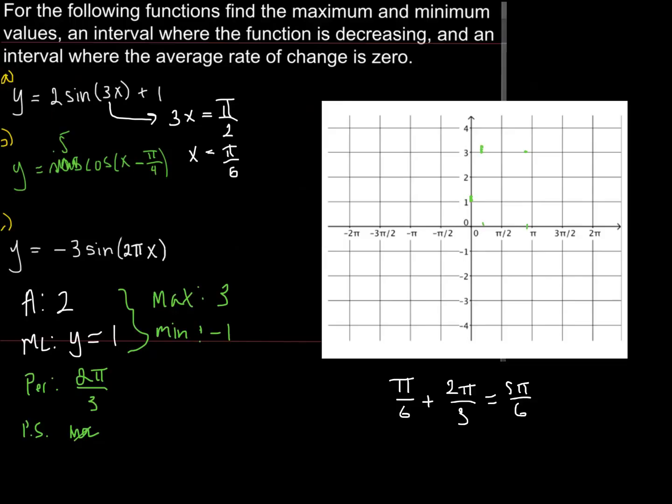Now I know that in between those 2 points, between pi over 6 and 5 pi over 6, I'm going to hit a minimum. Well, what's in between these two values? If you think about it, this is pi over 6, this is 5 pi over 6. So there's pi over 6, 2 pi over 6, 3 pi over 6, 4 pi over 6, 5 pi over 6. Halfway in between is going to be 3 pi over 6, which is exactly pi over 2. That's where my minimum is going to occur.